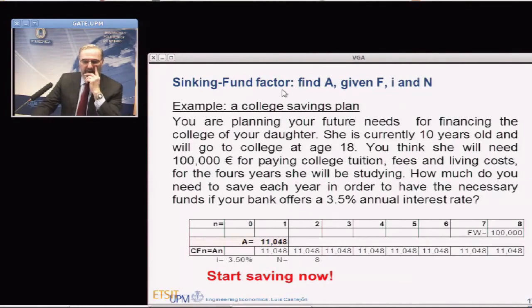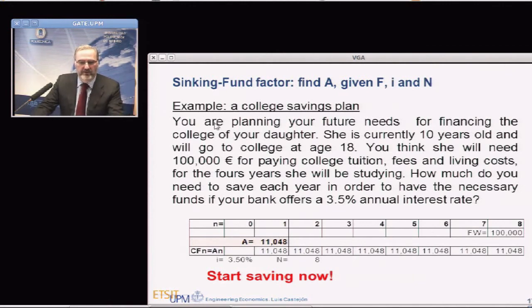What is the sinking fund factor? What we know is the future value of our money. I want to have 100,000 euros in 8 years from now. How much do I have to deposit every year at 3.50% interest rate? This is what we call the sinking fund: find A, the periodic payment, given the future amount, the interest rate, and N.